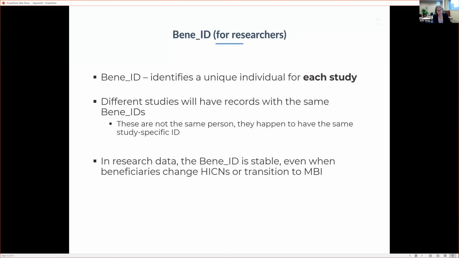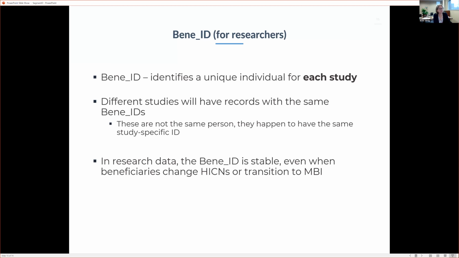So for researchers, what we get is what's called the Benny ID. And the Benny ID is a unique identifier for each study. So what it means is, if I put in a data request and I get my data, I'm going to get Benny IDs that are unique to my study. And then if Steph puts in her study with a completely different cohort, she will get completely different Benny IDs.